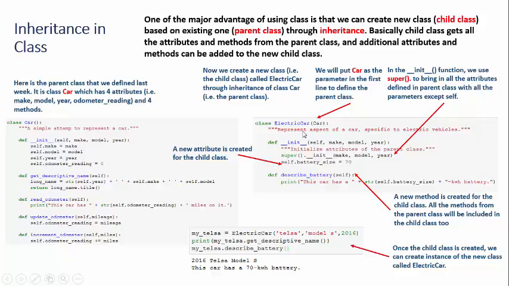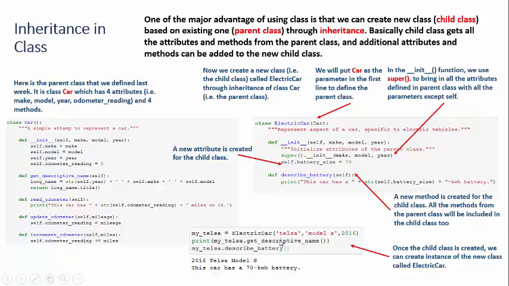So now the electric car class has 5 attributes. That is make, model, year, odometer reading, as well as battery size. And it's going to have 5 methods. In addition to get descriptive name, read odometer, update odometer, increment odometer, it now has a new method called describe battery. Okay, so because we're inheriting from the car class, the electric car class definition is much easier to read.